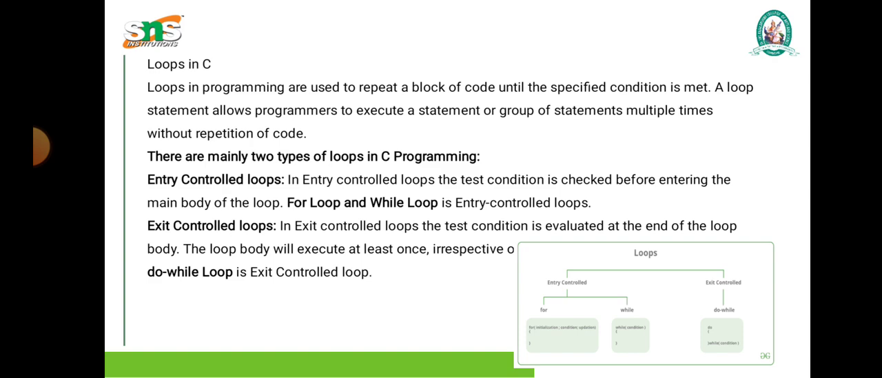The second category of loop is the exit controlled loops. In exit controlled loops, the test condition is evaluated at the end of the loop body, and the loop body will execute at least once, irrespective of the other loops. The well-known example for exit controlled loops is the do while loop, and the picture clearly shows the two types of loops and an example for each category.